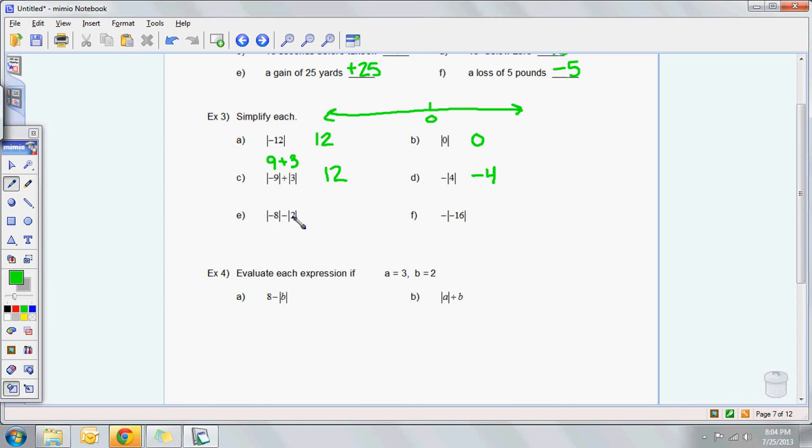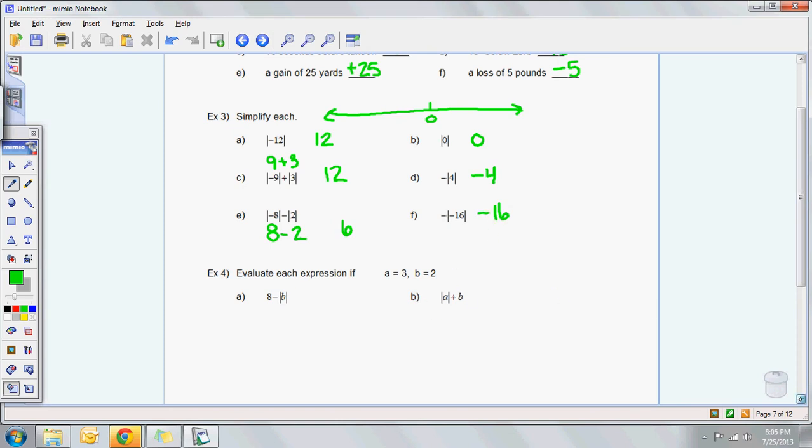This one, we have the absolute value of negative 8 minus the absolute value of 2. Solve those first. The absolute value of negative 8 is 8, minus the absolute value of 2 is 2. So now I can solve that, and my answer is going to be 6. And last one, same as the one above, you're going to solve that absolute value first. Absolute value of negative 16 is just 16. And then this is not part of the absolute value, so I'm going to add it to the end.